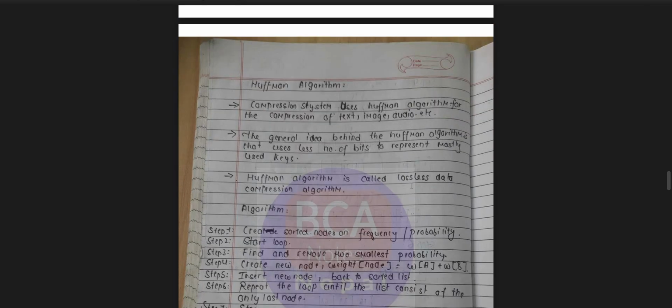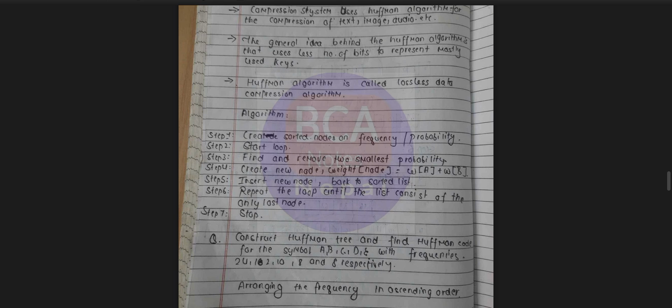The general idea behind Huffman's algorithm is to use fewer bits to represent the most frequently used keys. Huffman's algorithm is a lossless data compression algorithm. Create a sorted node list by frequency or probability. Start a loop: find and remove the two smallest probability nodes, create a new node with their combined weight, and insert the new node back into the sorted list. Repeat the loop until the list consists of only the last node, then stop. Construct the Huffman tree and find the Huffman codes.